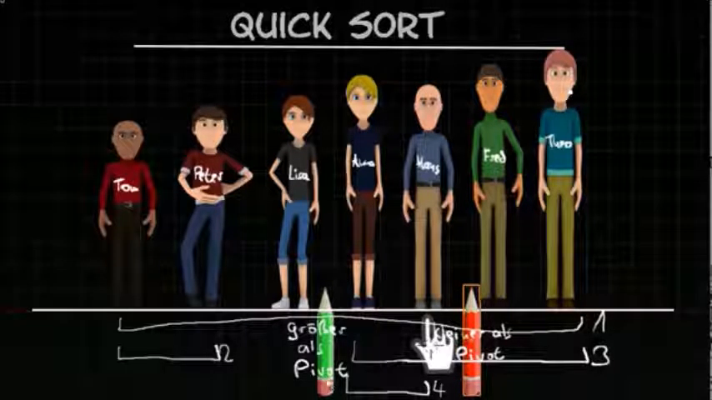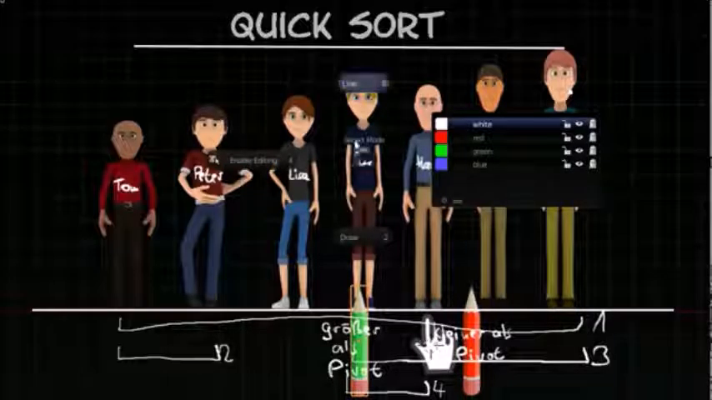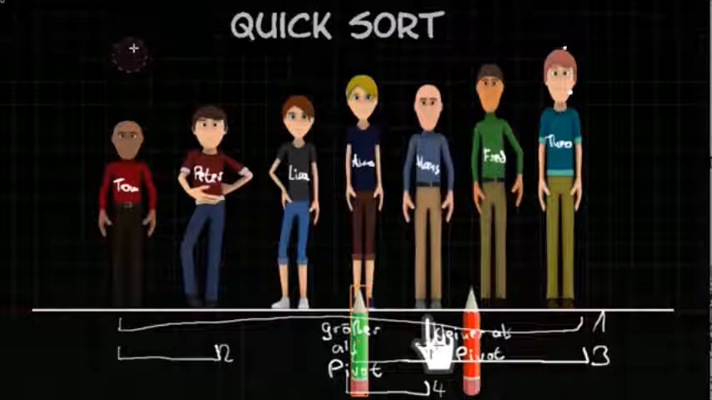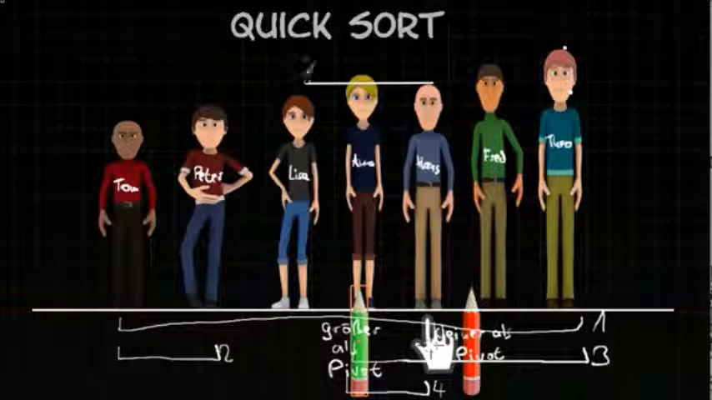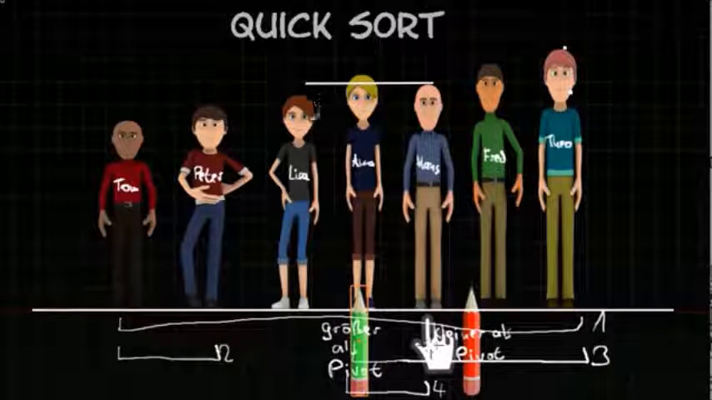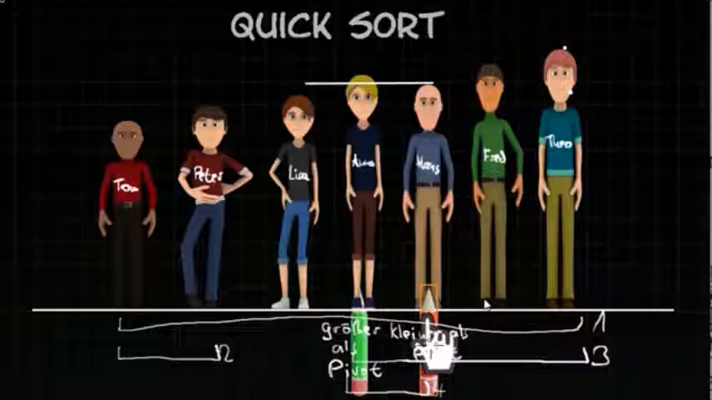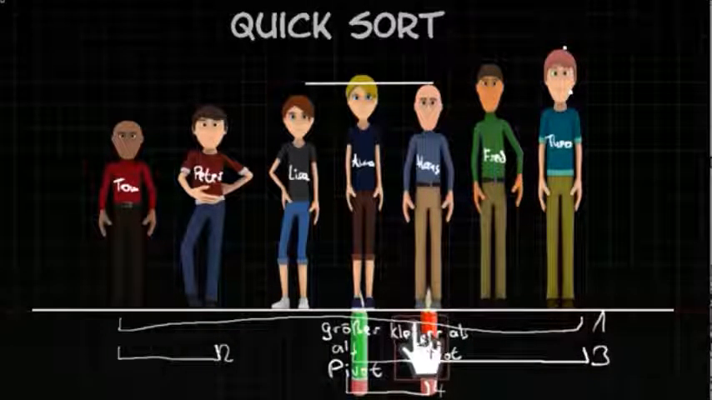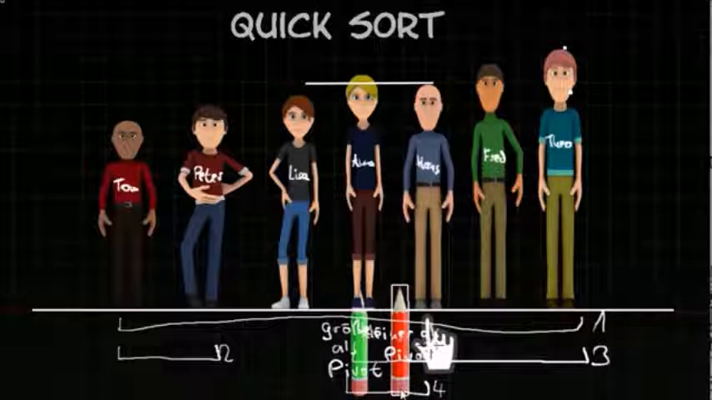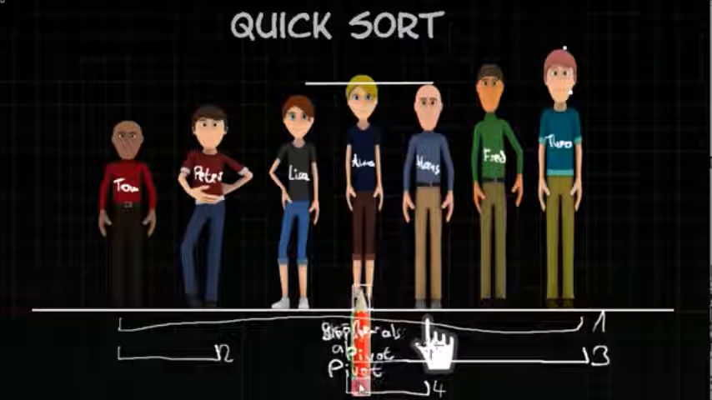The green pointer starts with Anna. Our pivot element is Hans. So green asks, is Anna taller than Hans? Yes, she is. So the green pointer stays with Anna. The red pointer moves to Hans and compares Hans to himself. And of course, he is not smaller than himself. So the red pointer can move on. The green pointer still stays with Anna. The red pointer moves on to Anna and meets the green pointer.